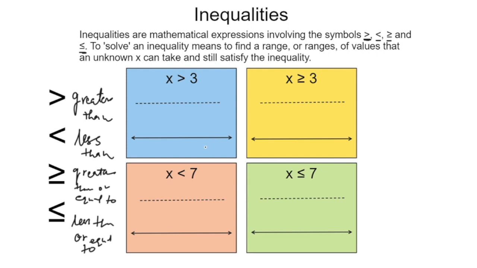Now let's see how the inequalities work. As you can see in the first one, x is greater than 3. What can be the possible values for this inequality? If they are saying x is greater than 3, can 3 be part of the solution? No, because they are straight away saying that x is greater than 3. So it starts with 4, 5, 6, and so on. Any number greater than 3 is the solution to this inequality.